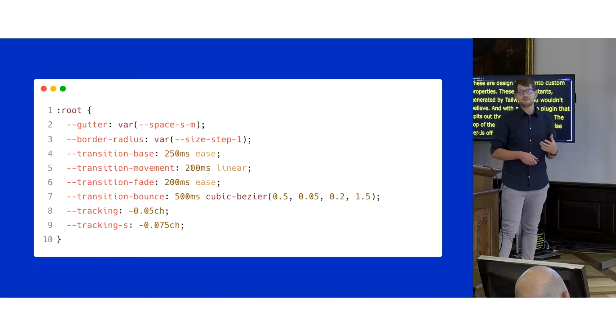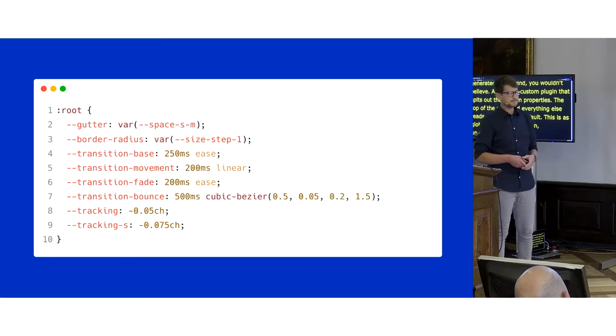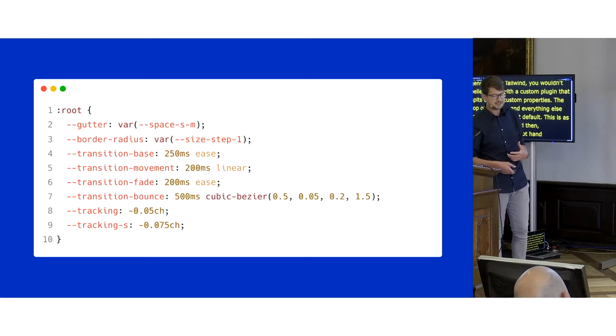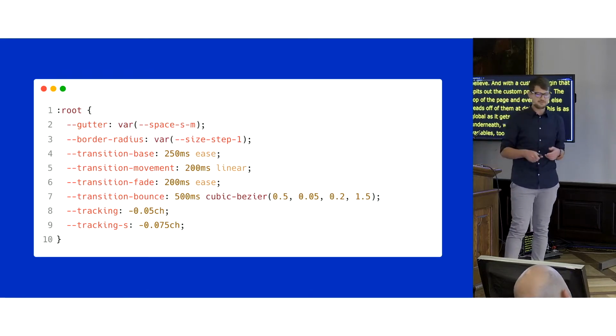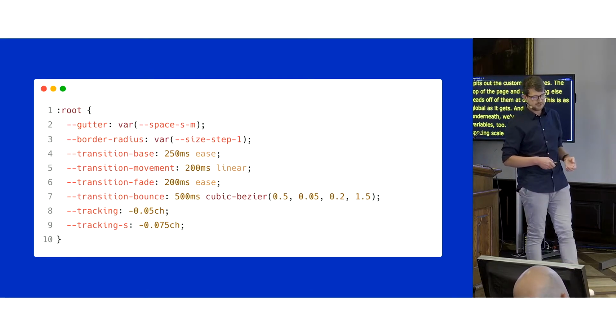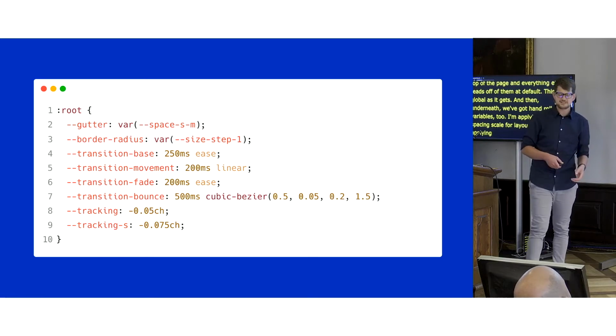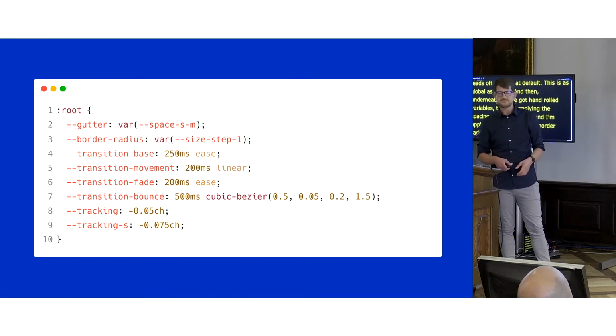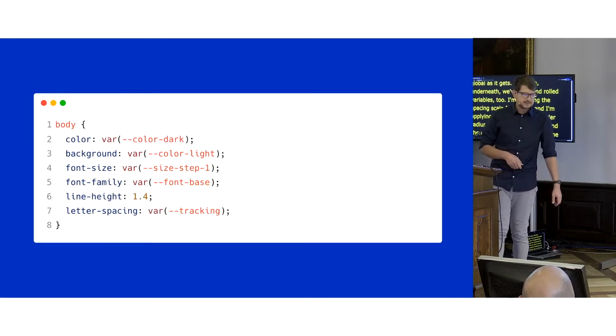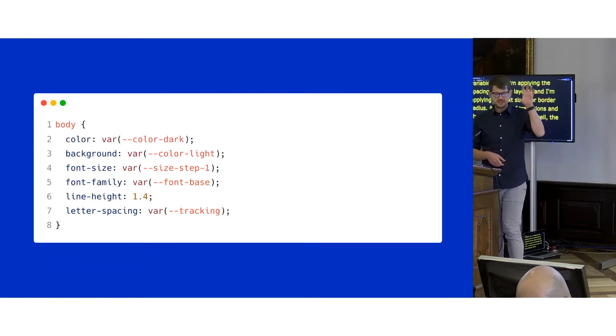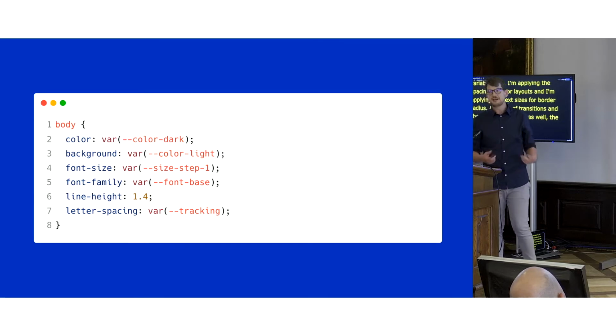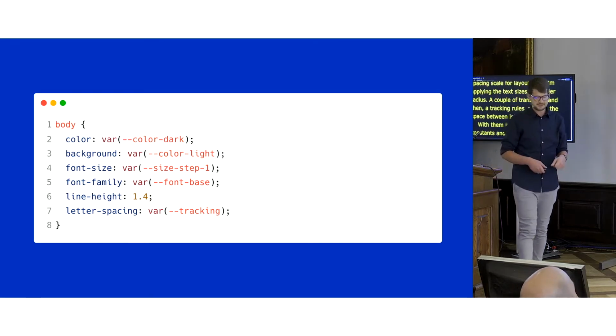And then underneath them, we've got some hand-rolled variables too. So you can see I'm applying the spacing scale to create gutter for the layouts, and I'm applying the text sizes for border radius. I've written a couple of transitions, and then tracking rules as well, which is the space between letters. So with them in place, we've got the constants, then we've got the hand-rolled variables. We can finally start to color the website in, as it were.